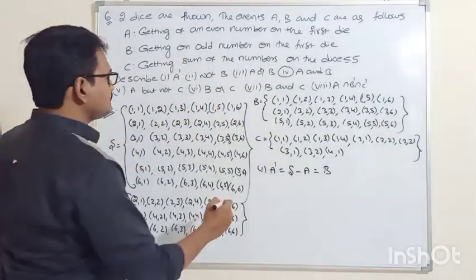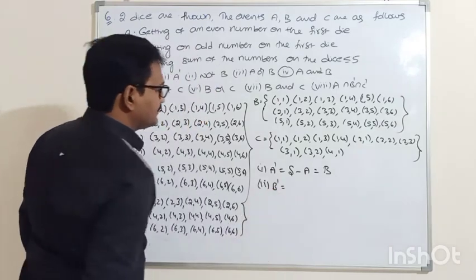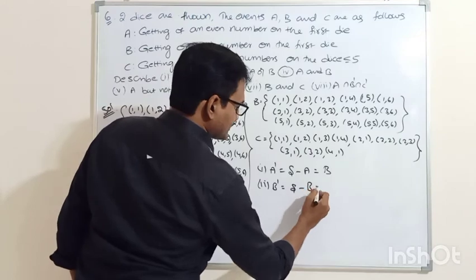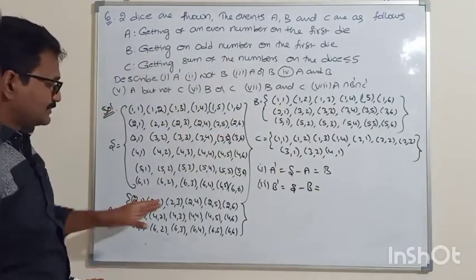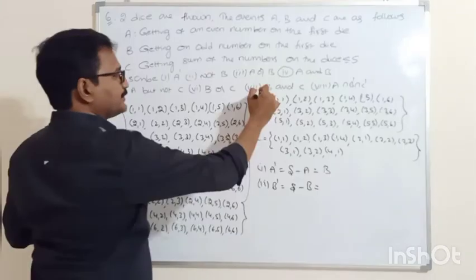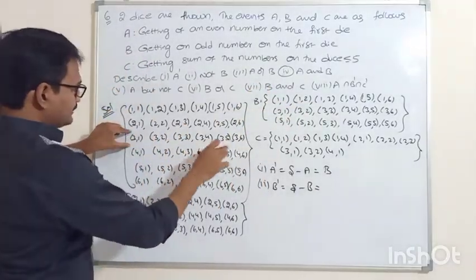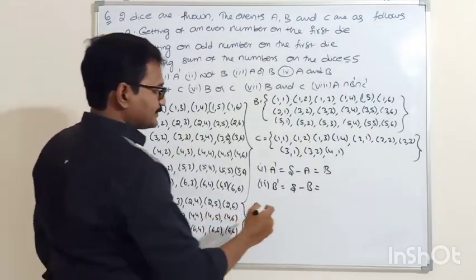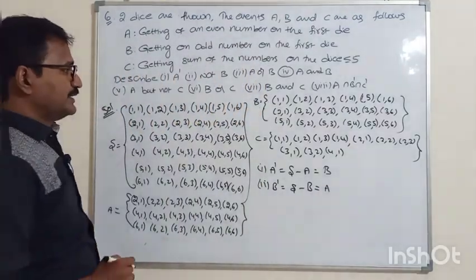Next, not B. Not B means B dash. B dash means from the sample space subtract B. This is the sample space. From this, if you remove B, meaning this row and this row and this row, then you will get the 2,1; 4,1 and 6,1 rows. That means it is equal to A. S minus B is equal to A.